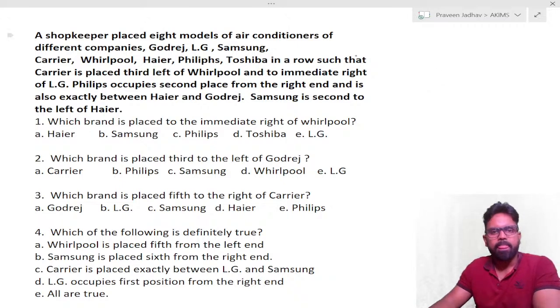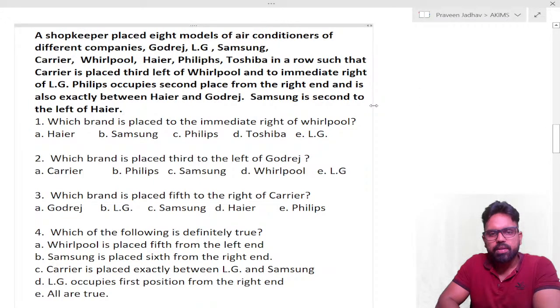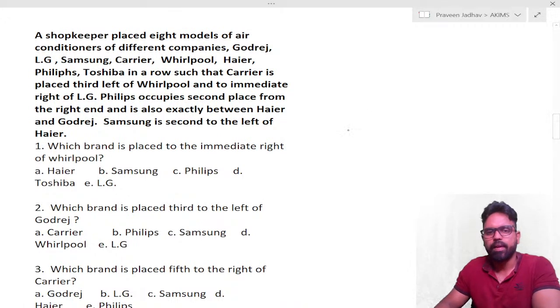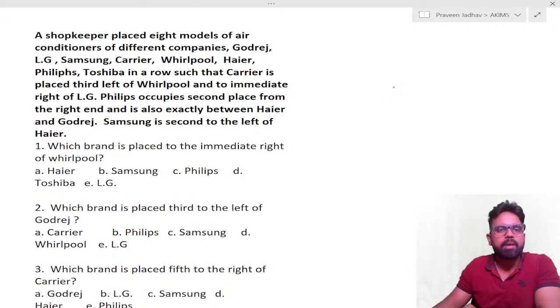Probably I'll have to shrink this question a little. Need space to solve, right? A shopkeeper placed 8 models of air conditioners of different companies: Godrej, LG, Samsung, Carrier, Whirlpool, Harrier, Philips, Toshiba in a row, such that Carrier is placed third to the left of Whirlpool. Okay, listen to me. How many models are there?